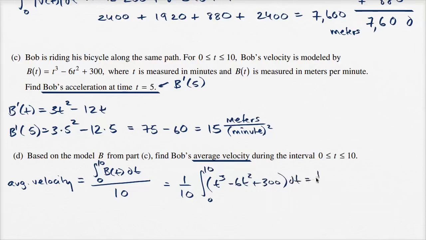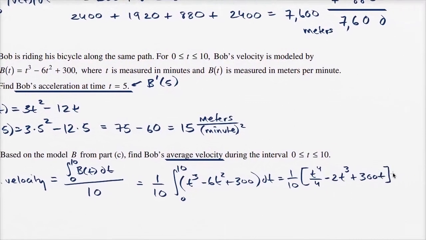And so this is going to be equal to 1/10. Take the antiderivative here, so this is going to be t⁴/4. And then if we increase the exponent by 1, t² becomes t³, and then you divide by 3. So negative 6 divided by 3 is negative 2t³. And then plus 300t. And I am going to evaluate it at 10 and subtract from that it evaluated at 0.